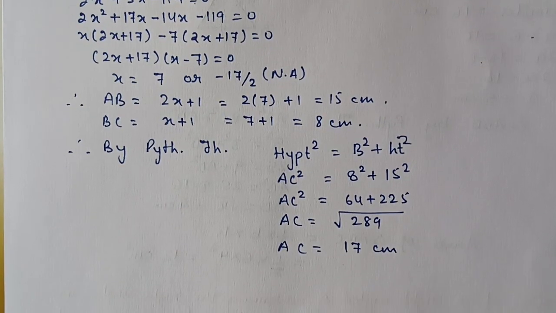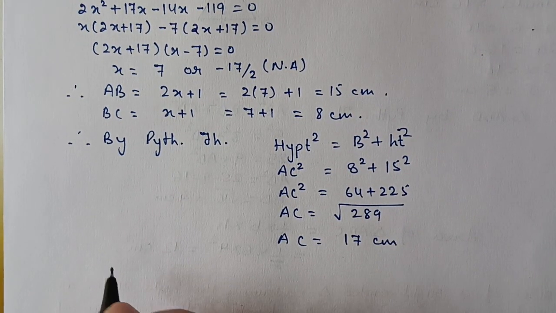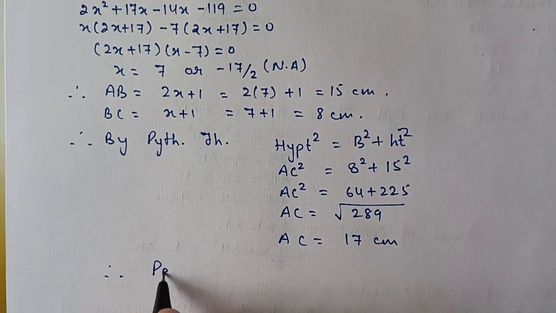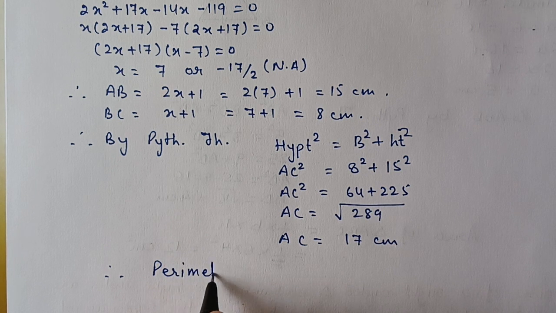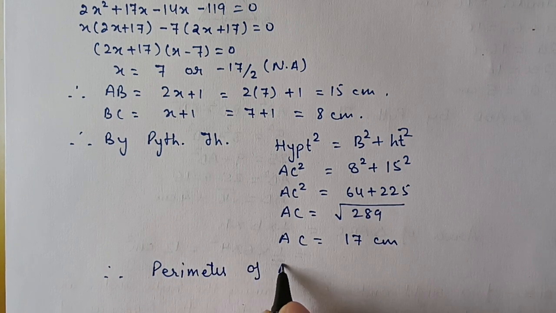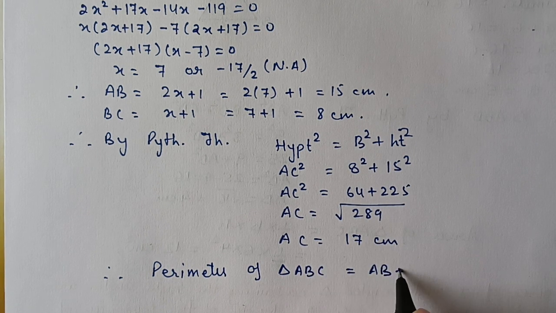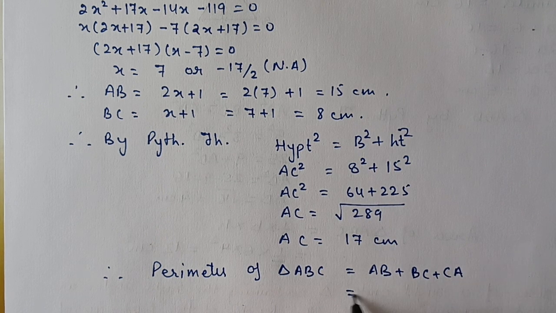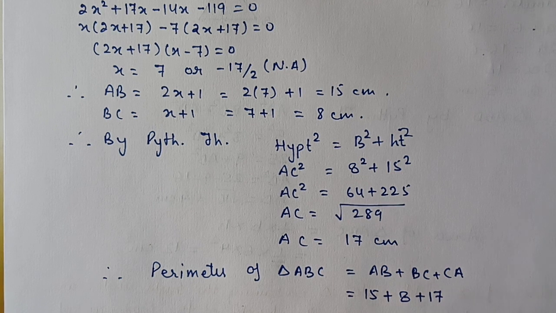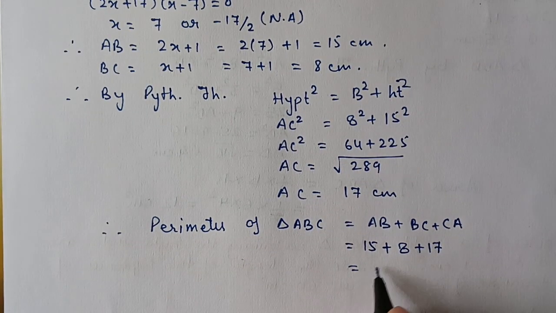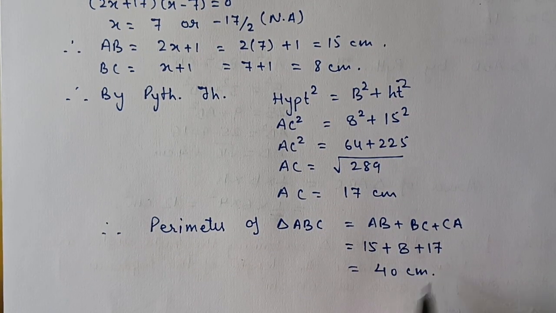Now in this question we have to find out the perimeter also. So therefore, perimeter of triangle ABC will be the sum of all three sides, AB plus BC plus CA. AB we have calculated 15, BC 8 and CA 17. So after adding all we are getting 40 centimeter.